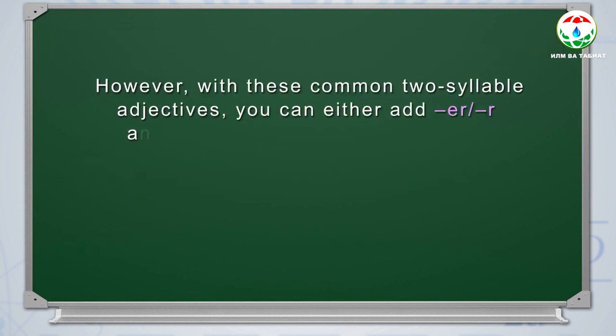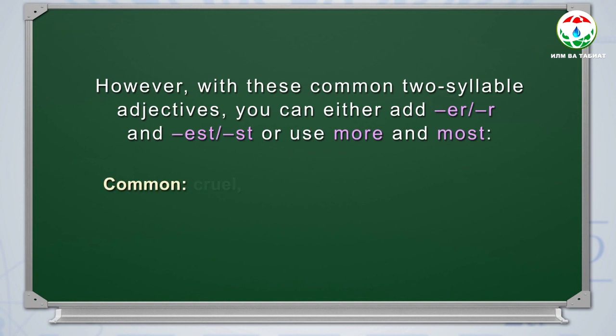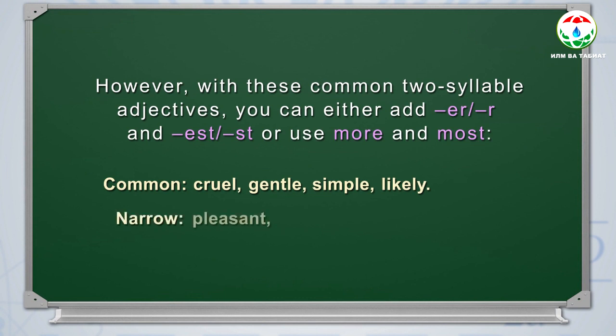However, with these common two-syllable adjectives, you can either add er, r, and est or st, or use more and most: common, cruel, gentle, simple, likely, narrow, pleasant, polite, handsome, stupid.